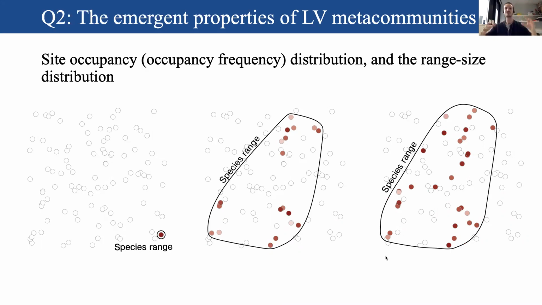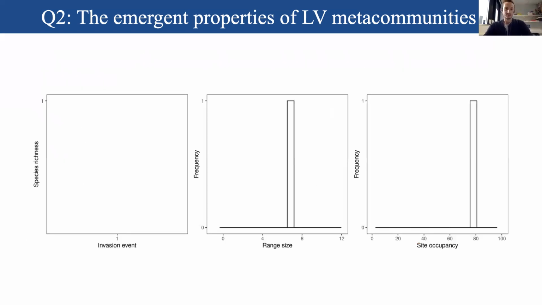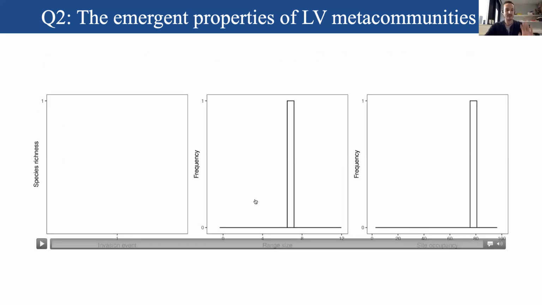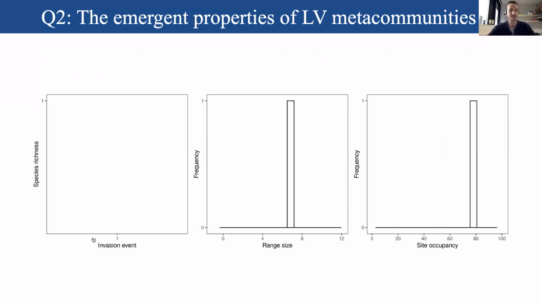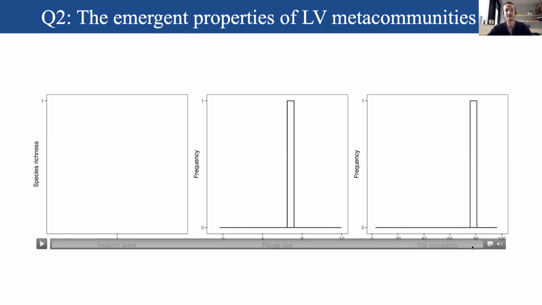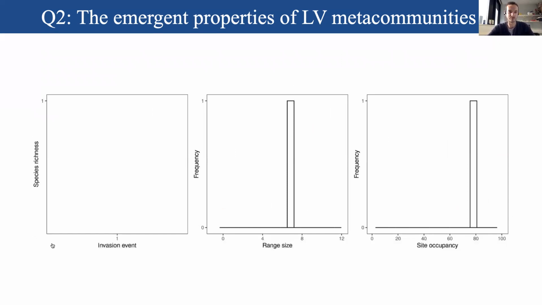Okay, so we're interested in the distribution of range sizes, and also the distribution of site occupancy, where site occupancy entails the number of sites where a species is numerically present. Okay, another video now. In the left panel, again, we have the richness plotted against the invasion event. In the central panel, I'm showing the distribution of range sizes, and in the rightmost panel, the site occupancy distribution.